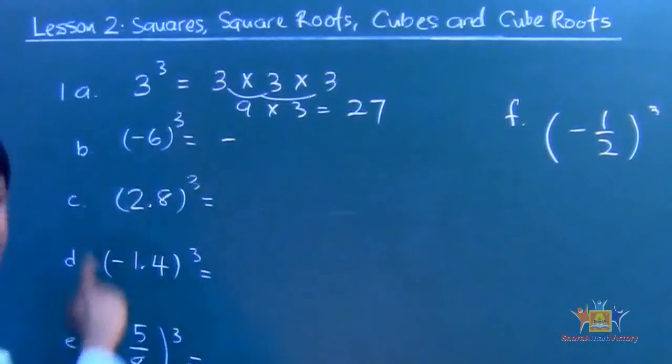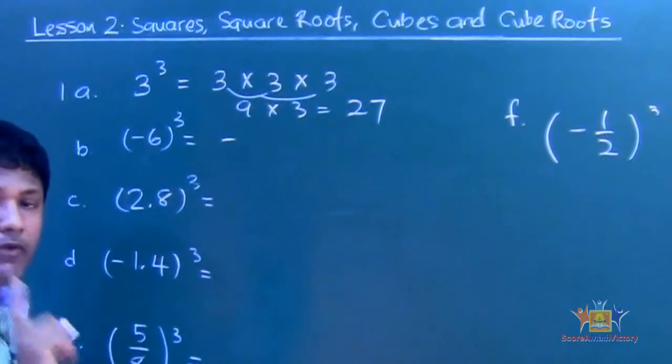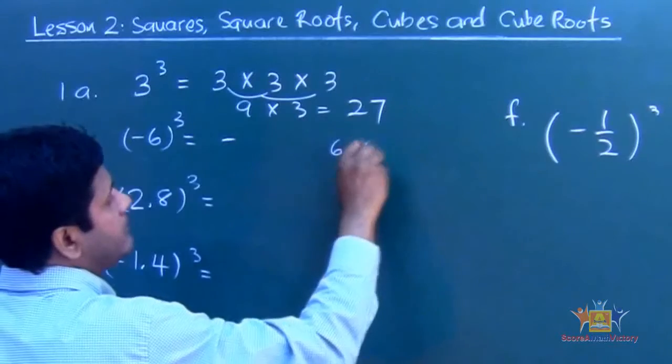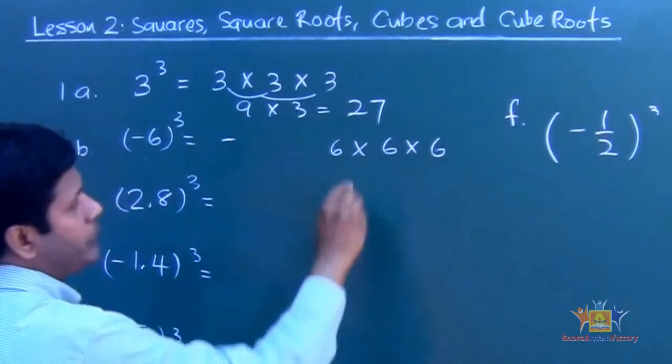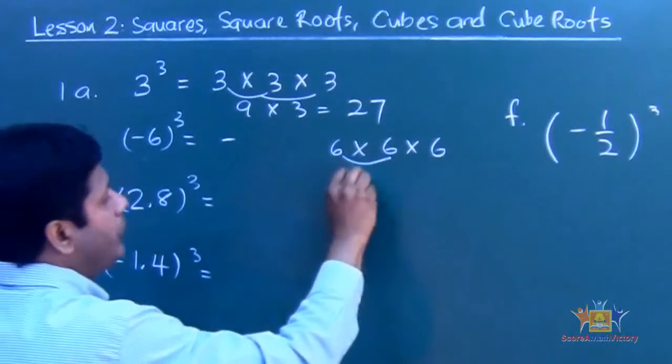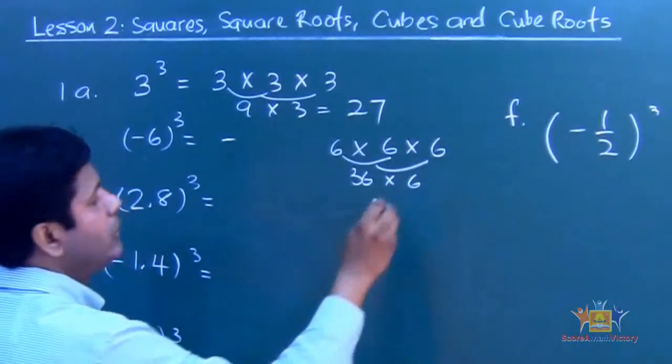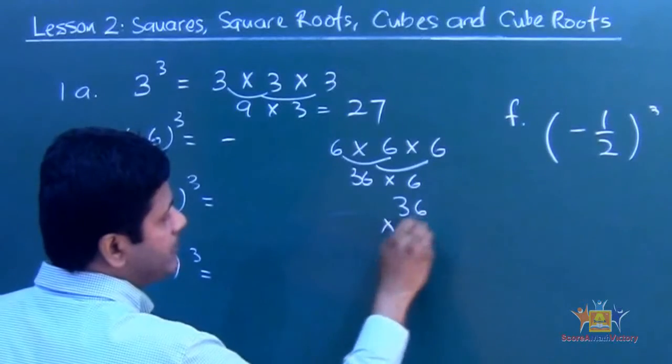So we're going to repeat 6 how many times? 3 times. And what we're going to do to that 6, we're going to multiply, all right? So we're going to do 6 times 6 times 6. We're going to use the pairing method. 6 times 6 is 36. And then we're going to times with that 6. Okay, so 36 times 6, we're going to use the long multiplication method, all right?